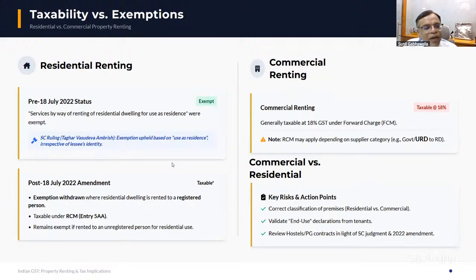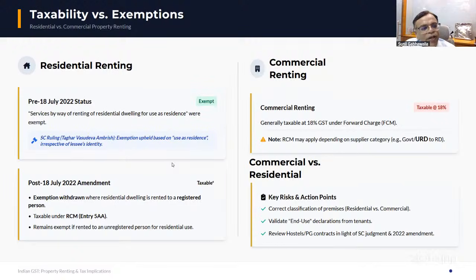Of course, this amendment also meant that the department wanted to treat this amendment as the de facto position prior to 2022 also. The Karnataka High Court verdict was challenged in the Supreme Court, and recently the Supreme Court gave a final verdict on this issue. It took cognizance of the amendment made effective from 18 July 2022 and held that yes, the Karnataka High Court has correctly ruled. Prior to 18 July 2022, the words used in the exemption entry were very specific, and we cannot add additional words into that entry and try to restrict the exemption only to end users and not to intermediary transactions.